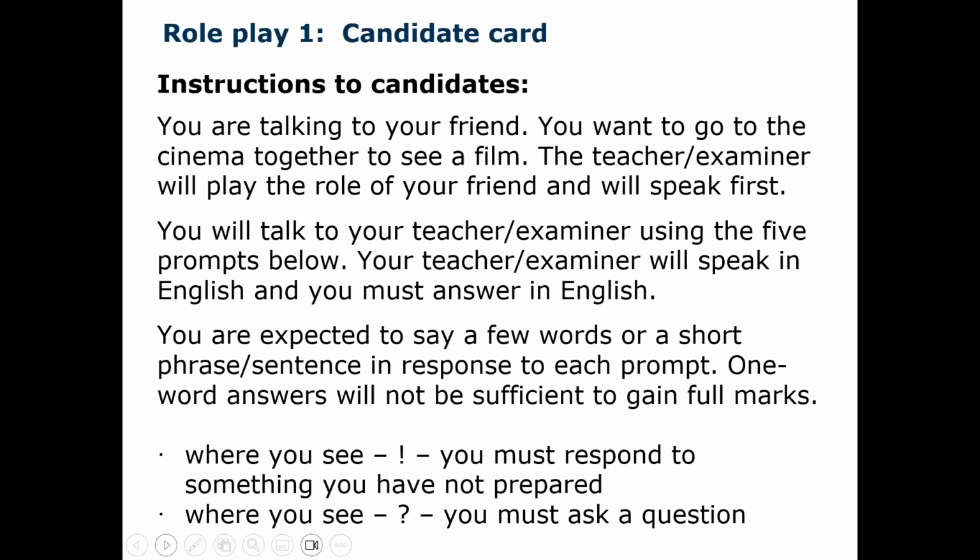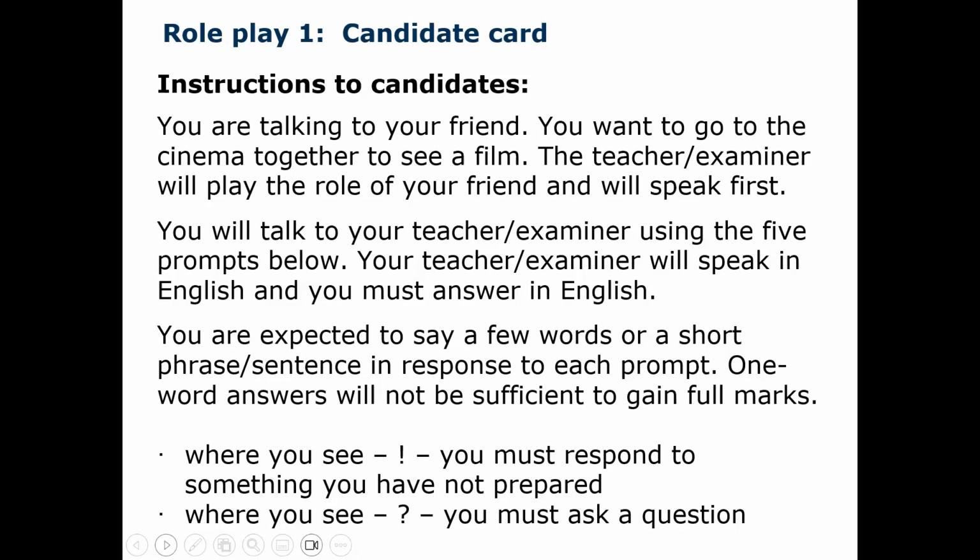Okay, so in terms of the candidate card, what the candidates will see, they are given instructions. It says you are talking to your friend. You want to go to the cinema together to see a film. The teacher will play the role of your friend and will speak first. You will talk to your teacher using the 5 prompts below. The teacher will speak in English and you must answer in English. You are expected to say a few words or a short phrase in response to each prompt.